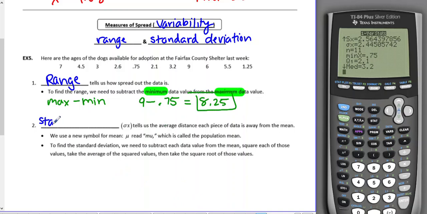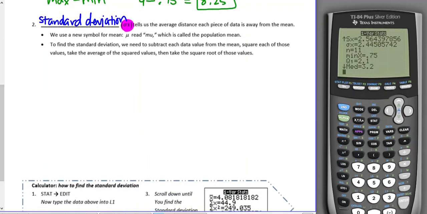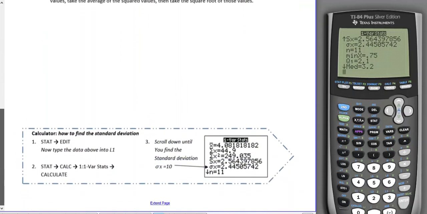Standard deviation is the other way we can measure variability. The symbol that we use for this is a little sigma hat, and it tells us the average distance each piece of the data is away from the mean. If you keep reading, it tells you how to find the standard deviation by hand, but we are actually always going to use our calculator. So let's go down to the box with the calculator steps.